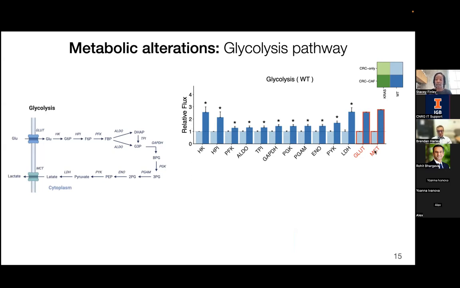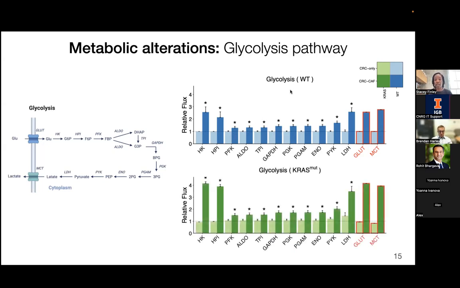Now, just to note that I'm highlighting in red the GLUT reaction, which is the uptake of glucose, and the MCT reaction, which is the secretion of lactate, because those aren't predicted by the model. They are fixed based on our experimental measurements. So we see this coordinated increase in the glycolytic fluxes, both for cells that have wild type KRAS and the cells that have mutant KRAS. So several fold increase in the fluxes for some of these reactions because the cells are now grown in the CAF conditioned media. So this is what's happening in glycolysis.